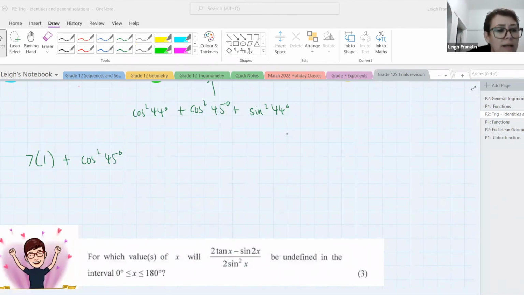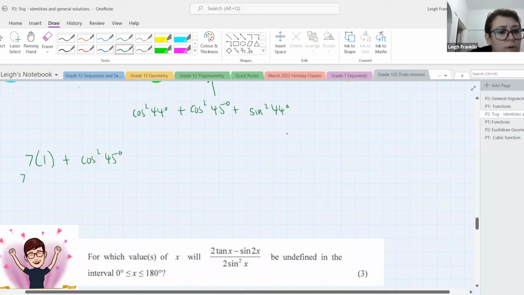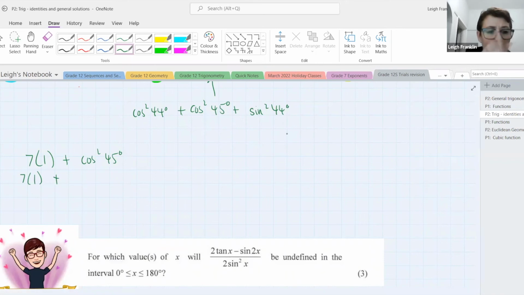Okay, and now, like someone said, we're going to use special angles. So we know that the cos of 45 is root 2 over 2. We're going to square it. So we're now going to end up with 7 plus 2 over 4, which is a half. So the final answer must be 7.5.